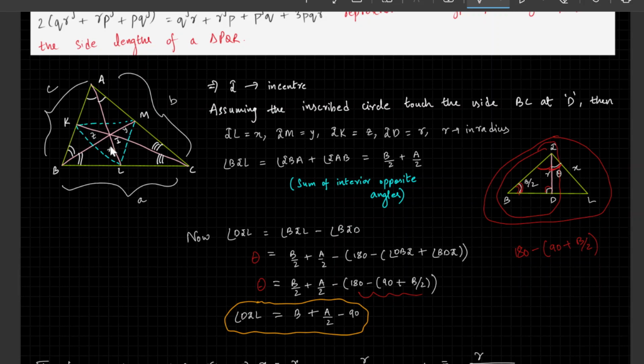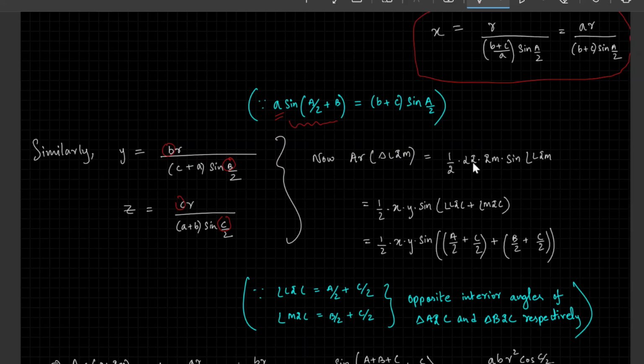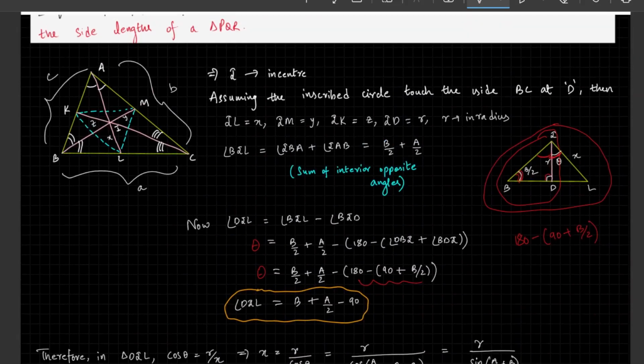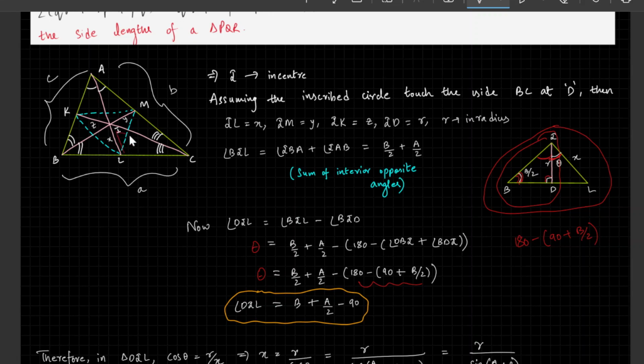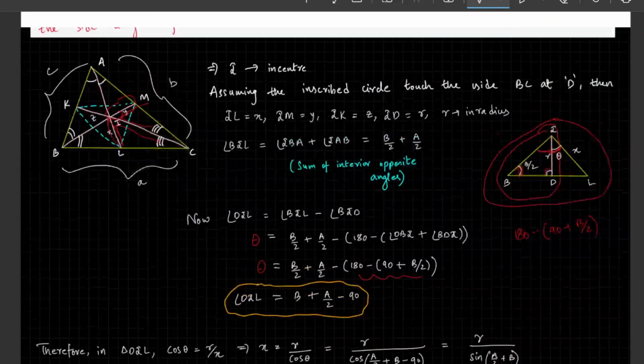So we shall look at the triangle LIM. That is half into LI into IM into sine of the included angle, that is LIM. So what is LI? X. You can verify it from there, and IM is y, and LIM is equal to LIC plus MIC. You can check here, LIM is equal to this angle plus this angle. These are the sides x and y, and the included angle is LIM, that is LIC plus MIC. And LIC is equal to A/2 plus C/2, and MIC is equal to B/2 plus C/2. Same thing, the sum of interior opposite angles.